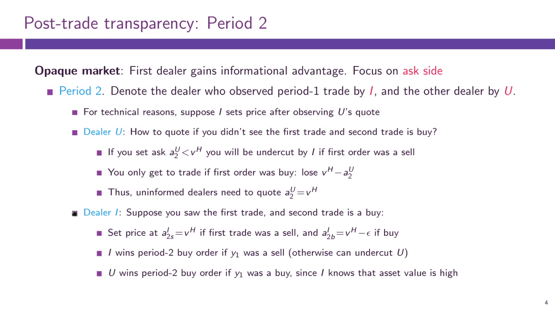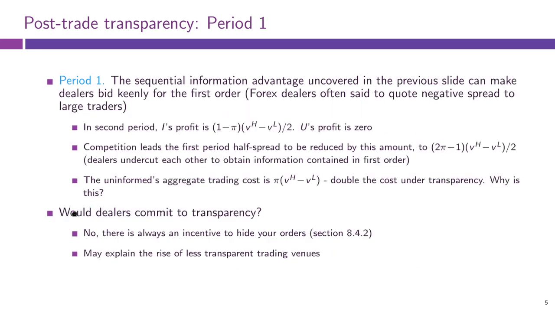So he can sell at price VH an asset which is actually worth mu, which gives him significant profit. These information rents, this profit from information, generates a bit of a quote war in period one, because both dealers want to become informed. They want to attract this order flow to enjoy rents in the second period, to enjoy positive profit. So they will offer very appealing prices in period one.